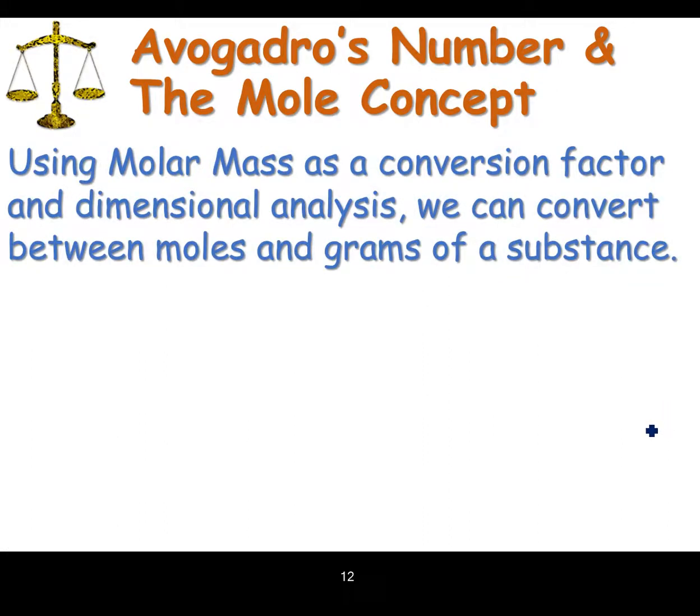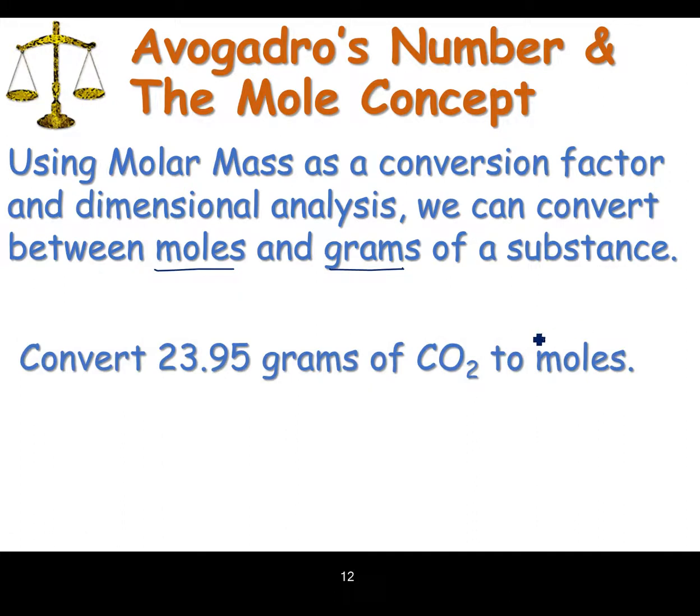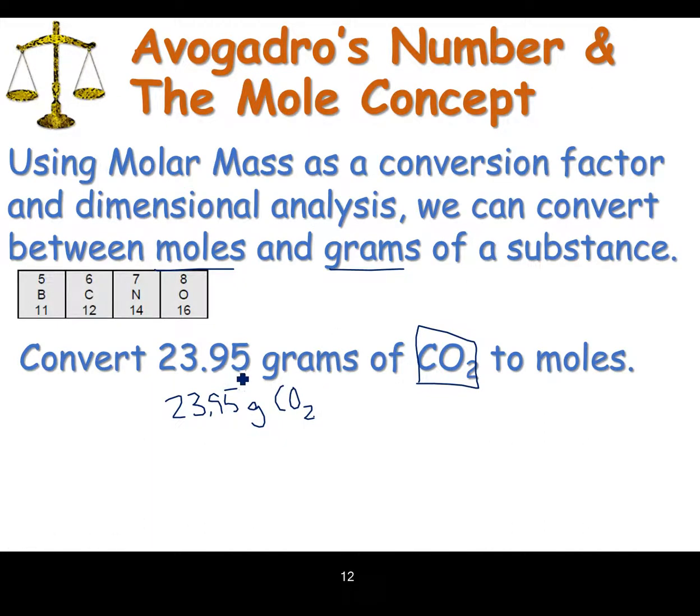So we can use this molar mass as a conversion factor. We can convert between moles of a substance and grams of a substance. If we're given the substance CO2, we want to convert from 23.95 grams into moles. So again, 23.95 grams CO2, this is the shorthand notation. We have to look up the molar mass based on the relative atomic masses. If you look at these atoms, we've got carbon and oxygen. We have 1 carbon and 2 oxygens here.